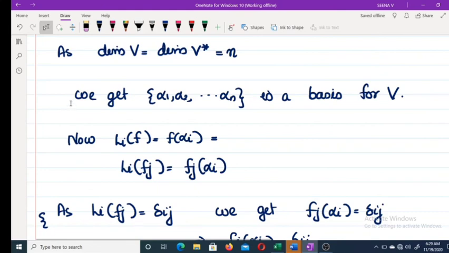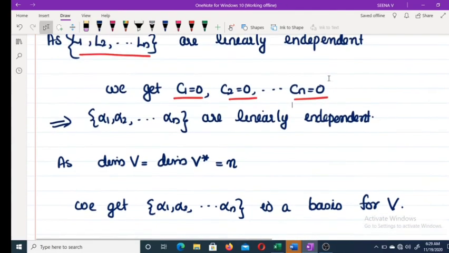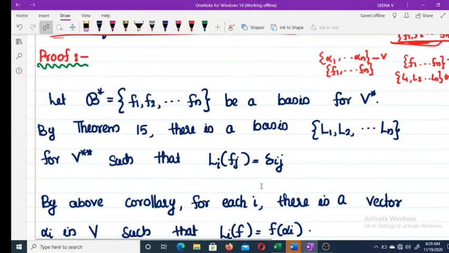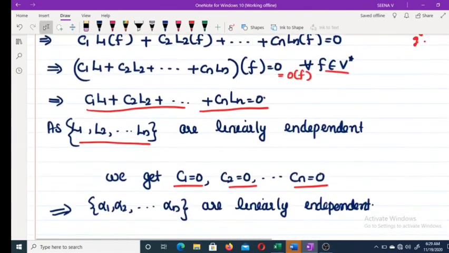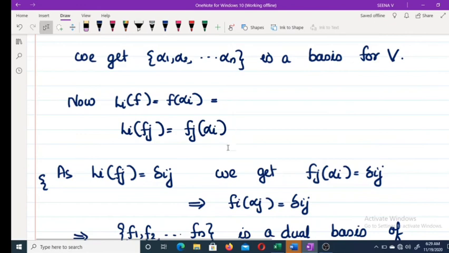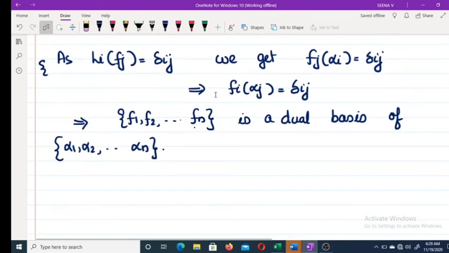Now we have to prove whether the fi's are a dual basis of α1, α2, ..., αn. We have Li of f is equal to f of αi. Therefore, Li of fj equals fj of αi. Now what is Li of fj? Li of fj equals δij. Therefore, fj of αi is equal to δij. This implies fi of αj is also equal to δij. Therefore, f1, f2, ..., fn is a dual basis of α1, α2, ..., αn.